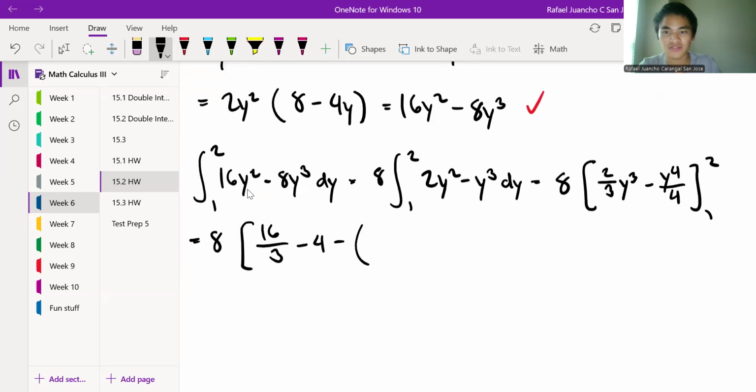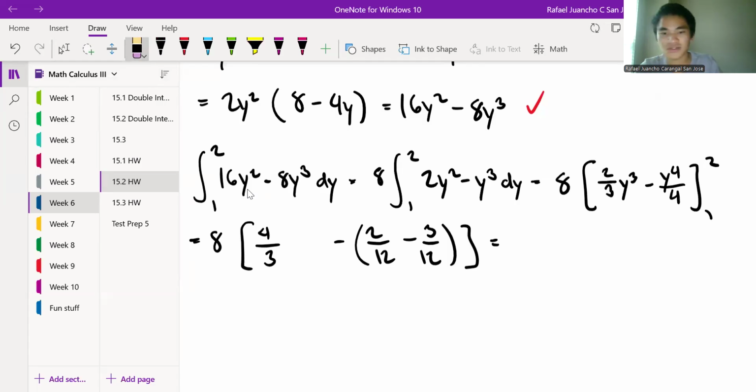Then I subtract that with something. At 1, that's just 2/3 minus 1/4, subtracted with that. So here I get, what is this? By 3, I got 12 here. 16 minus 12, that's 4/3, right? Minus 2/3 minus 1/4. I make both of these 12. This is 4, so this is times 3. This is 3, this is times 4, it's 8. 8 minus 3 is 5.